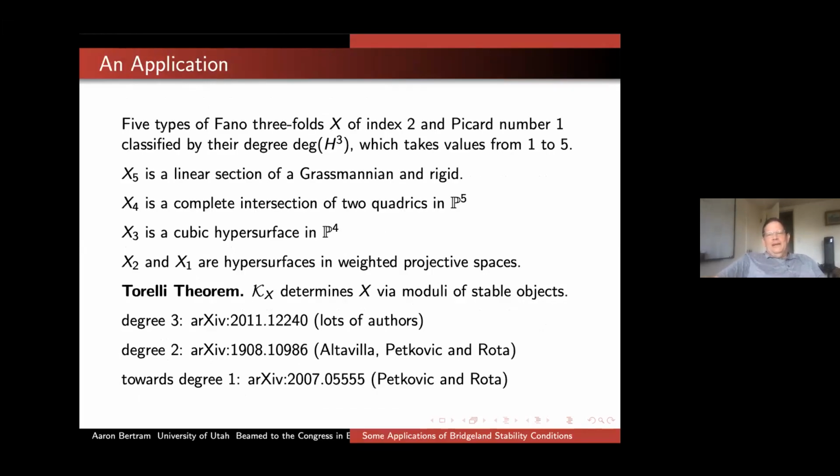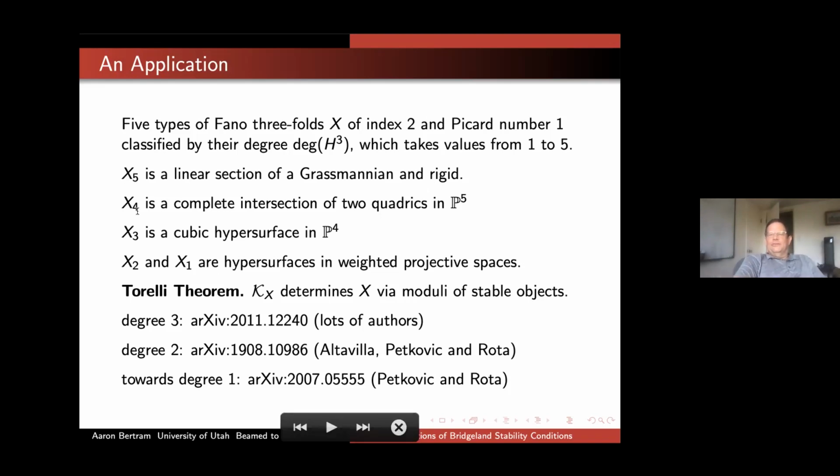So here's an application that I want to mention, partly because I've been involved through my graduate students. It's a simpler application: there are five families of Fano threefolds of index 2 in Picard number 1, classified by their degree, which runs from 1 to 5. Some of them are quite familiar. The degree 5 is a linear section of the Grassmannian G(2,5). It's a rigid Fano threefold.